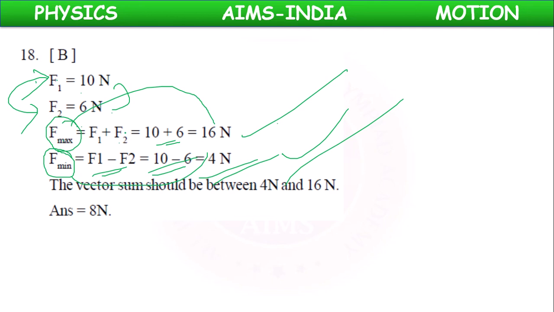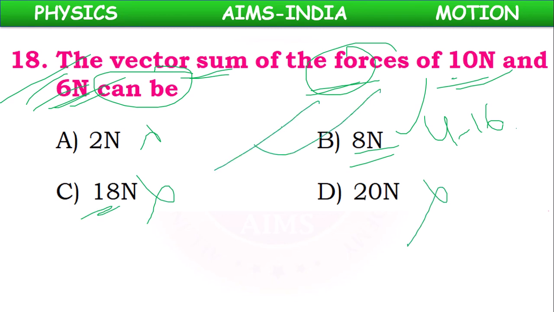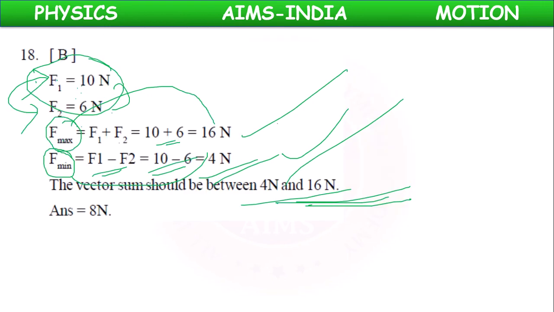So whatever resultant vector we get from the given vectors, its value should lie between 4 newtons and 16 newtons. Here, 2 newtons is wrong. 8 newtons is between 4 and 16, right. 18 newtons is greater than 16, wrong. 20 newtons, wrong. So the possible vector sum is 8 newtons.